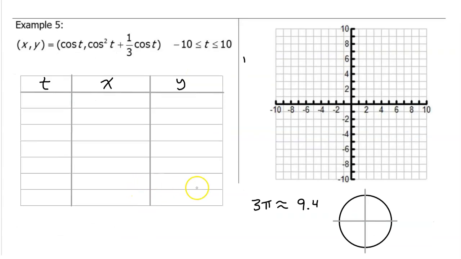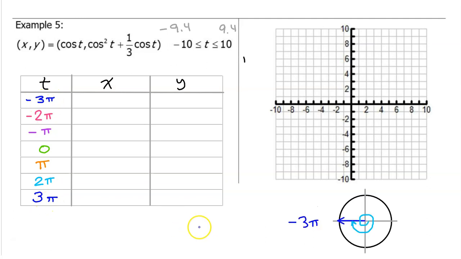Let's do one more example, and let's make it a trig example. Notice that 3 pi is approximately 9.4. Here we have values of t going from -10 to +10. But if we graph values of t from -9.4 to +9.4, that will be pretty close to the same thing. So let's use values of t from -3 pi to +3 pi.